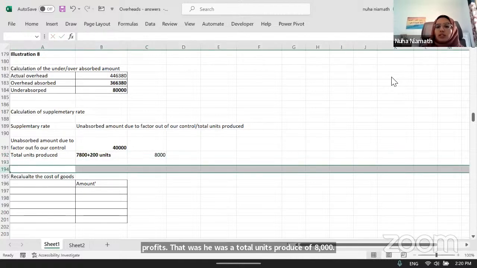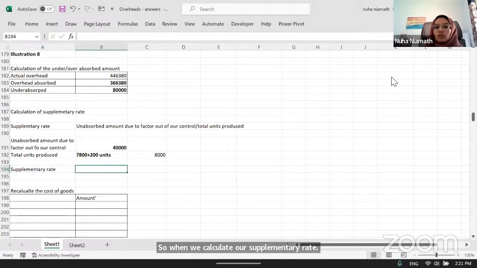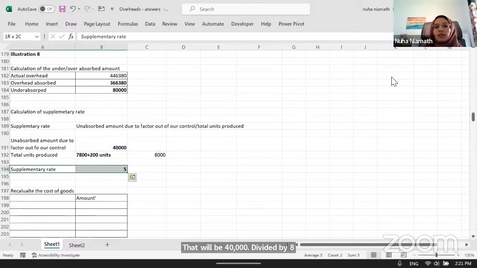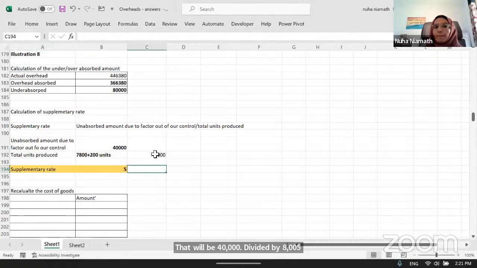When we calculate our supplementary rate based on the formula that I have already shown above, that will be 40,000 divided by 8,000 units. So that will give me a supplementary rate of 5 rupees. Is that clear?